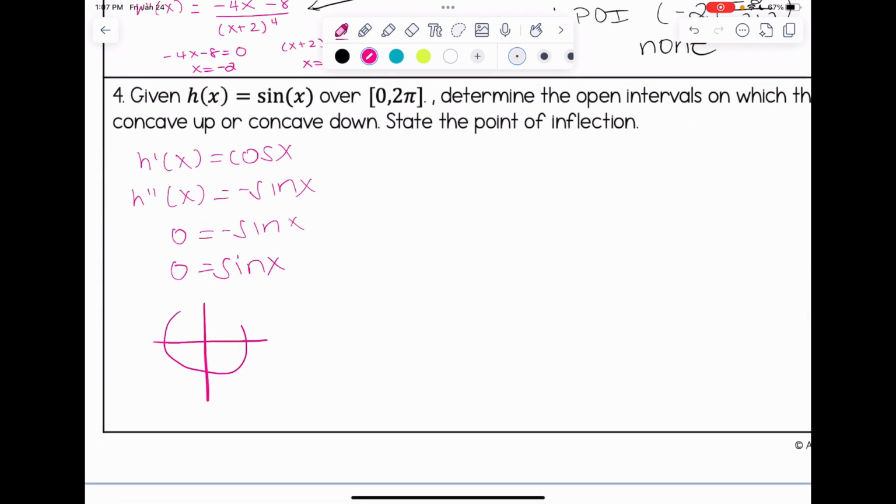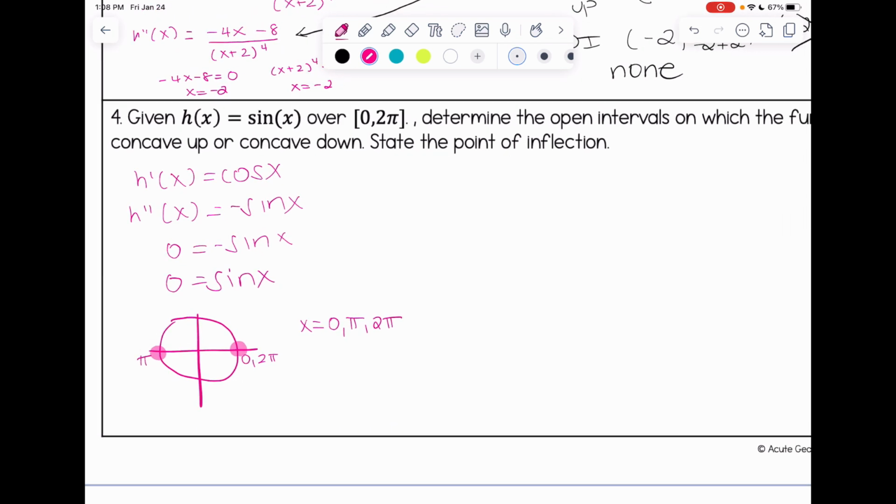I like to use my unit circle to help me with that. So remember, if I have a unit circle, sine is the y value. So I can see over here and here that the y value is 0. So this is at 0 as well as 2 pi, and this is pi. So that makes my possible points 0, pi, 2 pi. Since we have a closed interval on this one, when I make my number line, I'm going to put 0 and 2 pi at the ends, and then I'm going to put pi here.